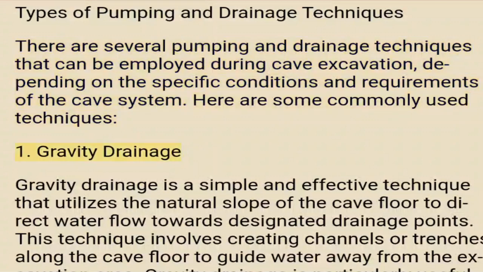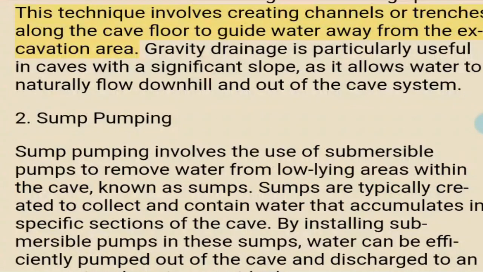1. Gravity drainage. Gravity drainage is a simple and effective technique that utilizes the natural slope of the cave floor to direct water flow towards designated drainage points. This technique involves creating channels or trenches along the cave floor to guide water away from the excavation area. Gravity drainage is particularly useful in caves with a significant slope, as it allows water to naturally flow downhill and out of the cave system.